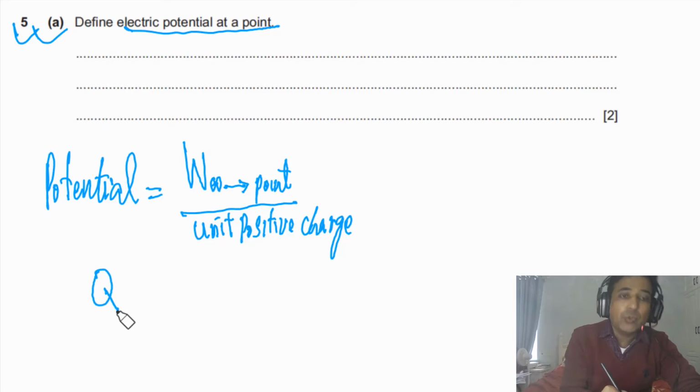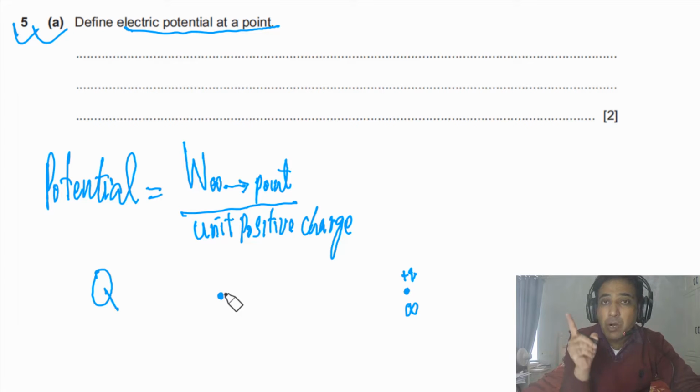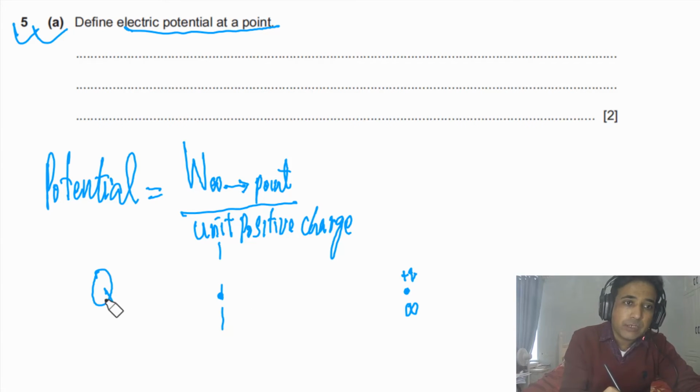Imagine we have a charge Q and we place one little charge at infinity. So this is infinity. And we move this unit positive charge from this point to another point here. So the potential at this point is the amount of work done by an external agent, because when we move this charge to the left, we have to apply force on this one to the left. So the work done by us is positive, and that work done per unit positive charge is the potential at this point. We can imagine this one is the distance r.